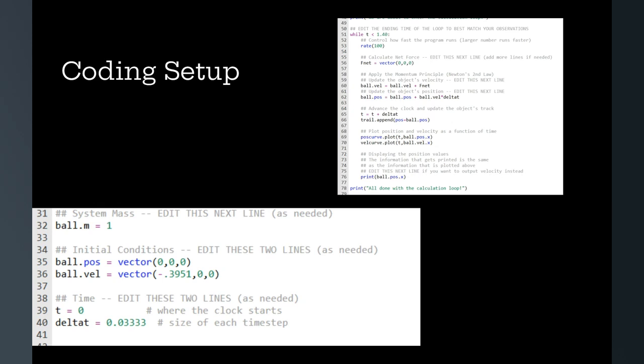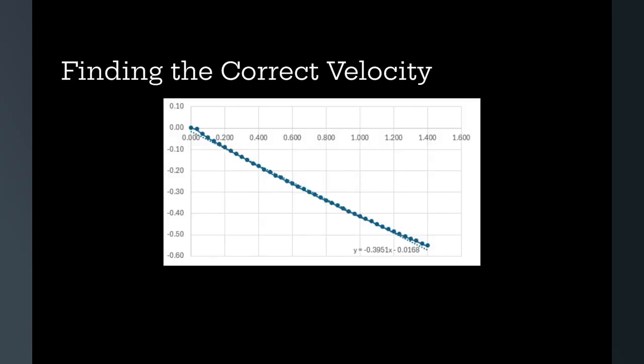So the coding setup is where we encode a ball, and we give it a position vector, a velocity vector, and delta T is going to be the amount of time in between frames, just so the data lines up when we're graphing it. And as it goes through, we'll use the position update formula time after time to update the position of the ball. Fnet equals 0, so the velocity of the ball does not change at all. And by finding the correct velocity, this is taken from the Tracker data, and from the slope we can see that negative 0.3951 meters per second is the velocity of the marker.